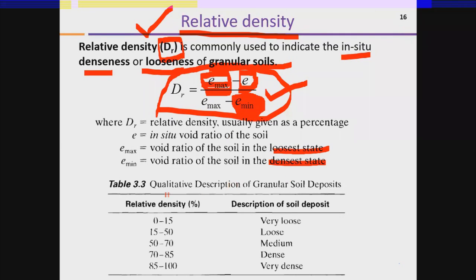Further, we manipulate the value of the relative density of soil for the description of soil deposits. Like if this value will be from 0 to 15, then the soil will be in the very loose state.